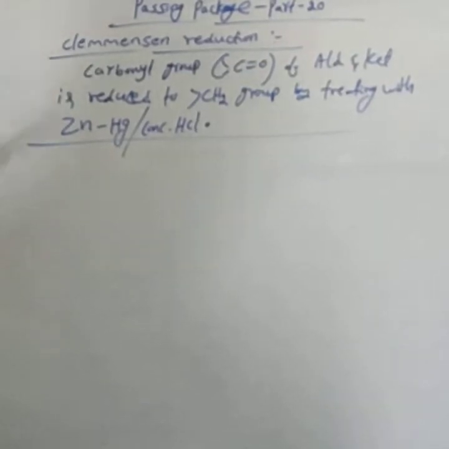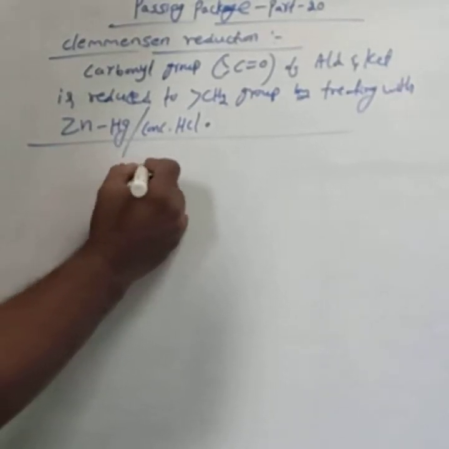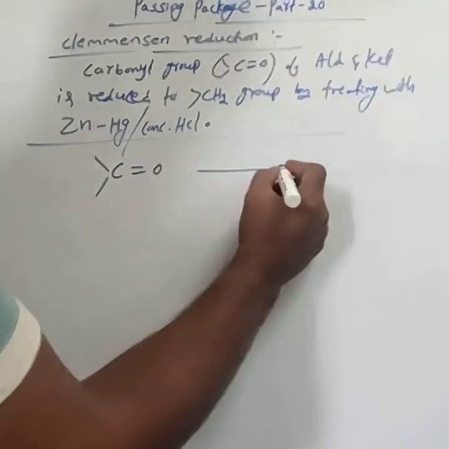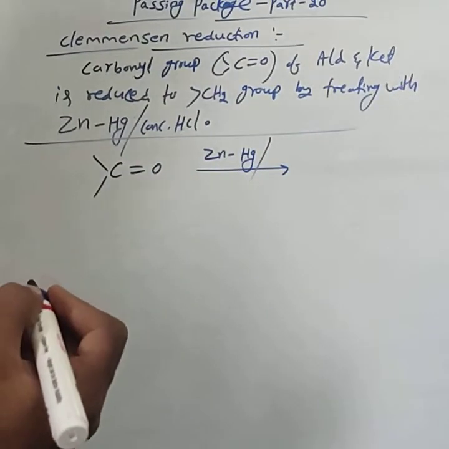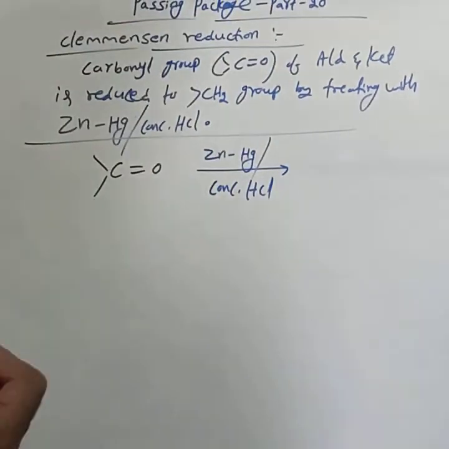The carbonyl group of aldehyde and ketone is reduced to a CH2 group by treating with zinc amalgam in concentrated HCl. That reaction is called Clemmensen reduction. This is the statement. Then consider the general equation. This is the carbonyl group, treated with zinc amalgam, zinc and Hg, in concentrated HCl.